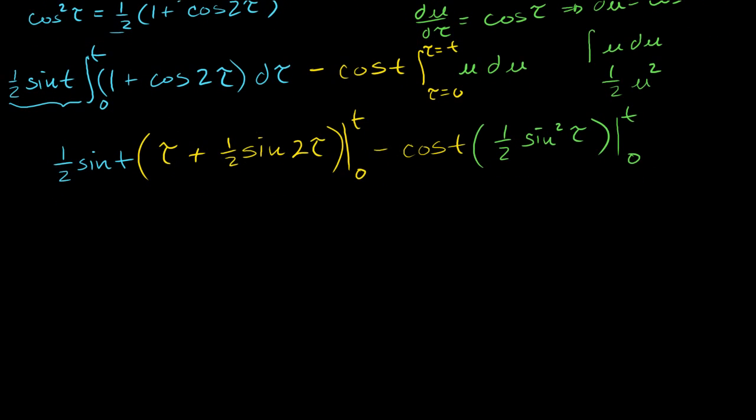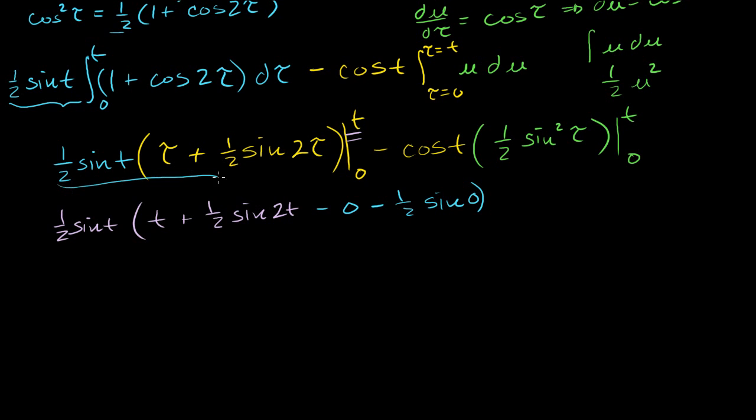We're taking the convolution of sine of t with cosine of t. And so we get 1/2 sine of t. Now, if I evaluate this thing at t, what do I get? I get t plus 1/2 sine of 2t. That's when I evaluated it at t. And then from that, I need to subtract it evaluated at 0. So minus 0 minus 1/2 sine of 2 times 0, which is just sine of 0, right?